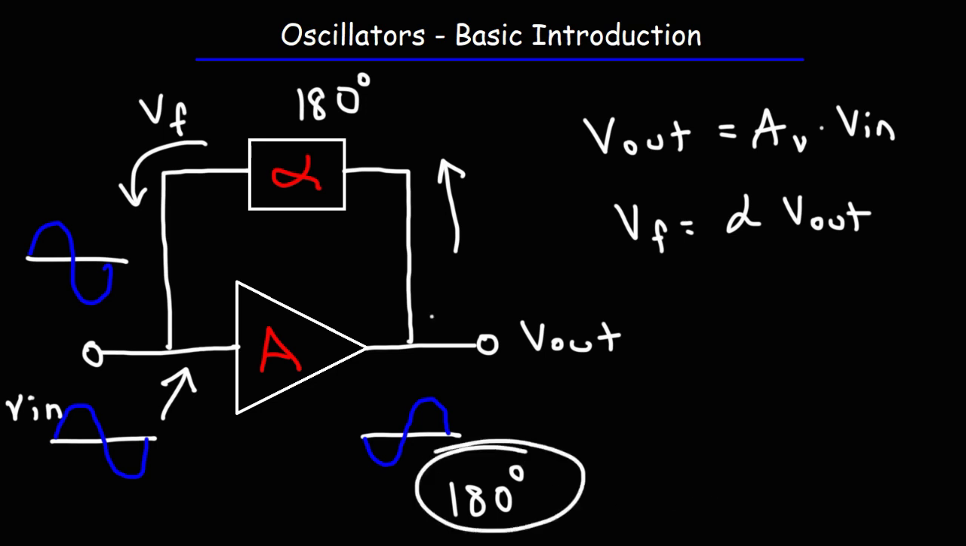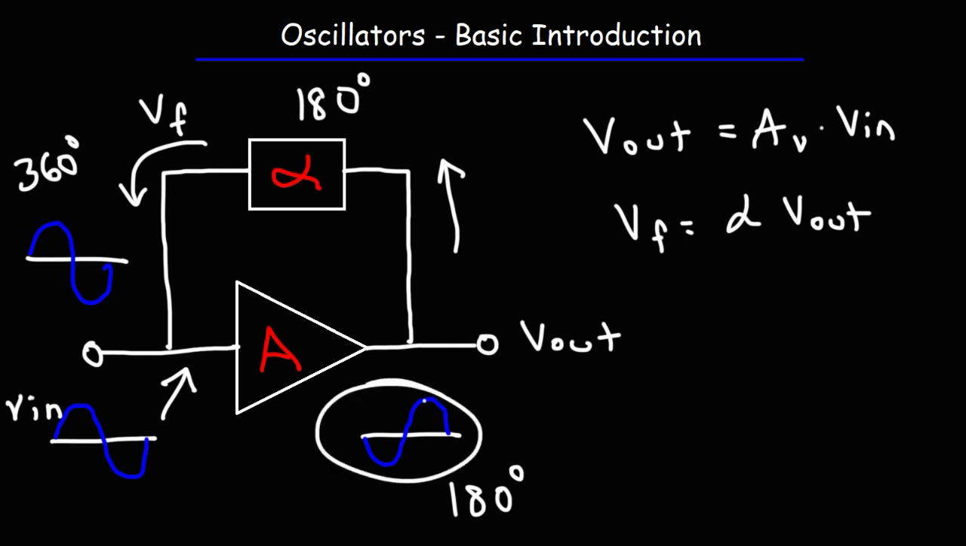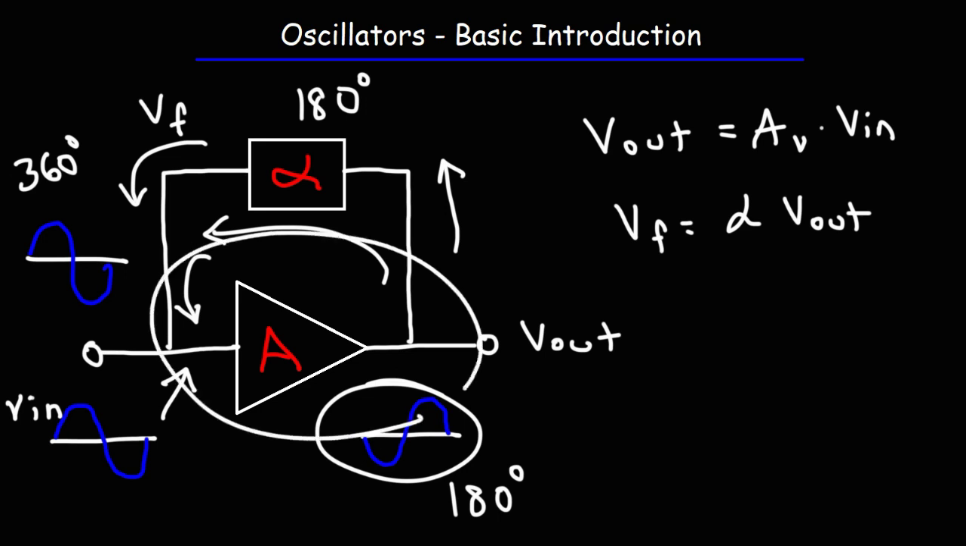So if we add these two angles, 180 plus 180 equals 360. And so thus VF, the feedback voltage, will be in phase with the input voltage. And so you could see the cycle. Once this circuit is given a trigger pulse, let's say if you connect the power supply to the oscillator, the signal at the output is fed through the feedback, going into the input of the amplifier. It gets amplified, comes back out of the output, and the cycle continues.